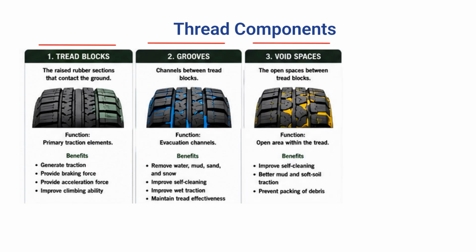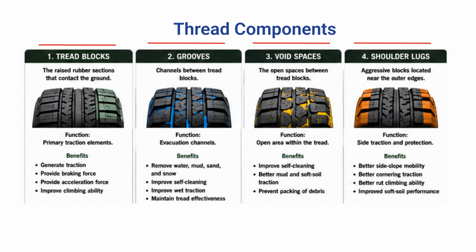Third are the void spaces or the open areas within the tread. A higher void ratio improves self-cleaning and traction in mud and soft soil by preventing debris from packing between the blocks. A lower void ratio places more rubber on the road and is generally better for paved surfaces.